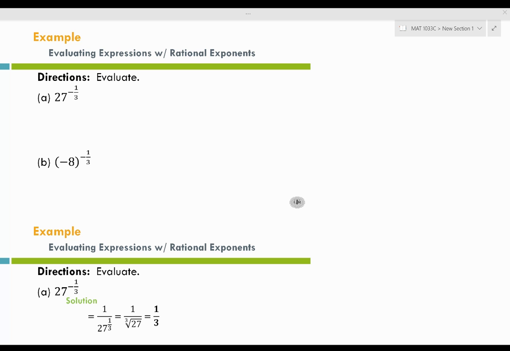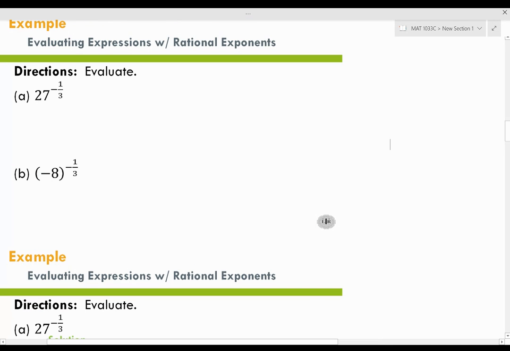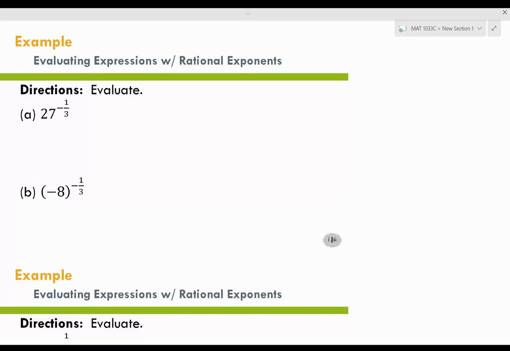All right, you guys, let's continue with some more examples dealing with rational exponents. All right, so let's look at this first one. It tells us to evaluate, and A says 27 to the negative 1/3 power. So we already looked at our previous example. Anytime that you have a negative exponent, you can make it positive by moving the entire expression down into the denominator. So I'm going to do that first.